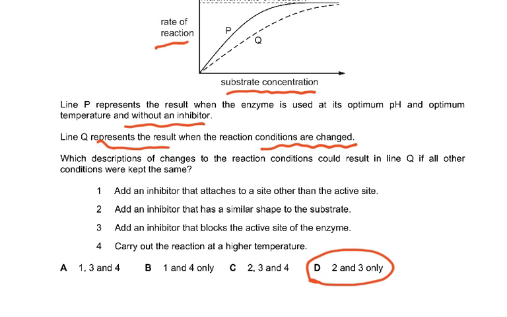Add an inhibitor that has a similar shape to the substrate. Yes, this is a competitive inhibitor. Add an inhibitor that blocks the active site of the enzyme for a short while, but when the substrate increases, see the rate of reaction, this is now the rate of reaction here. So as the substrate increases, the rate of reaction will reach the Vmax. If we had 100 active sites and 10 are blocked, as we increase the substrate, there are more chances of the substrate fitting into the ones which are available. So that is why the answer was D.